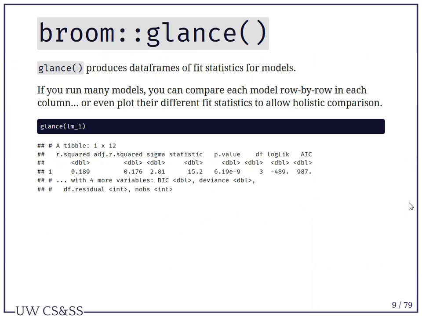Glance produces data frames of fit statistics for models. If you run many models, you can compare each model row by row in each column, or even plot their different fit statistics to allow holistic comparison. So when we run glance on our linear regression model, we'll see that we get a 1 by 12 data frame with things of interest like our R squared, and our AIC.